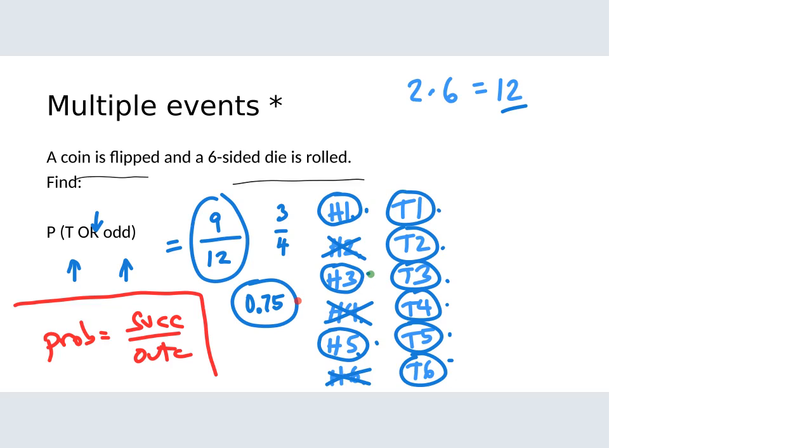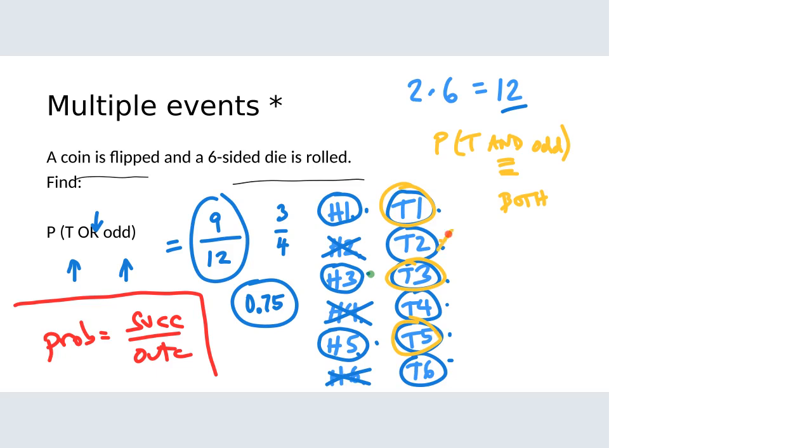One thing I do want to say here before we move on from this one is, if this question had said, find the probability of tails and an odd number, now you would have to have tails and an odd number. You would have to have both of these things to be a success. So if it had said that, tails and an odd number, now tails with a 1, tails with a 3, tails with a 5, those would be the only successes we have. Because and means you have to have both.